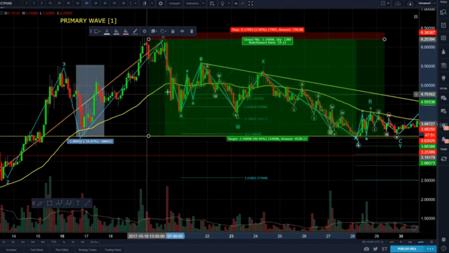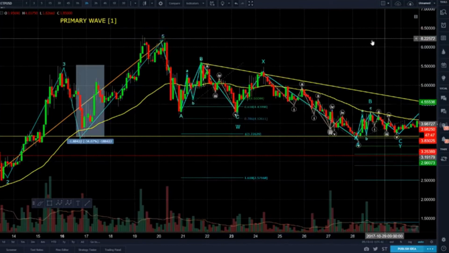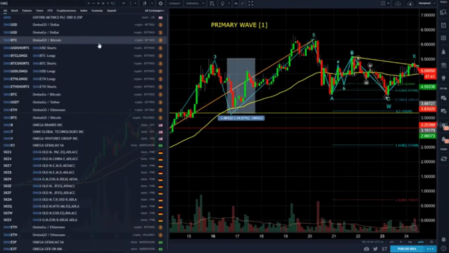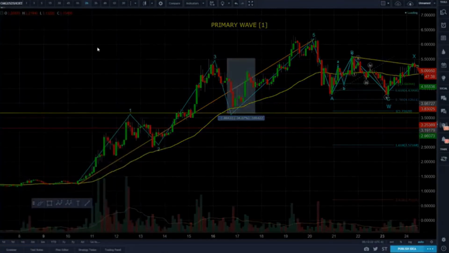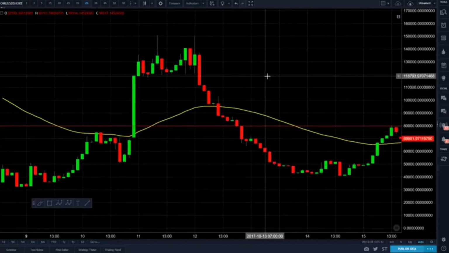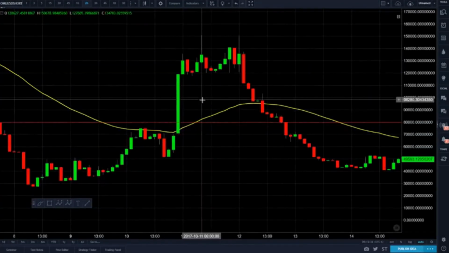So what we're trying to do is look for candles that can confirm an entry or an exit, all right? Once we confirm an entry or an exit, it increases the probability of us being successful with our trade. Let's look at Omise Go 2-hour, for example. This is Omise Go 2-hour. Let's look for a candle like an inverted hammer. Look at this guy right here.